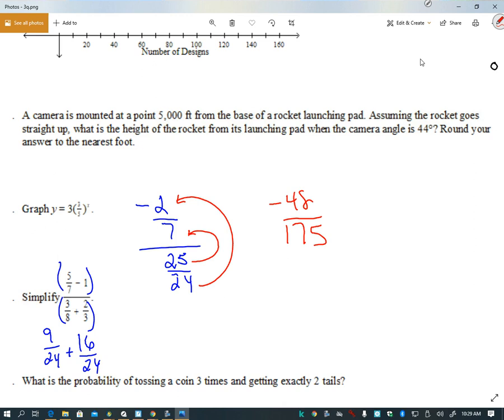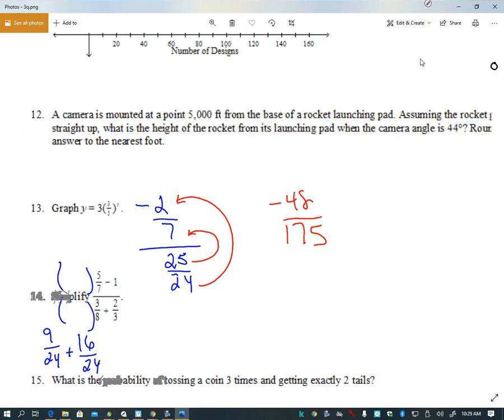Questions, comments, concerns? All right, that's probably a pretty good place to stop right there. Let's see, what question number? We finished with 14. So I'm going to make myself a note. Number 15, pick up.